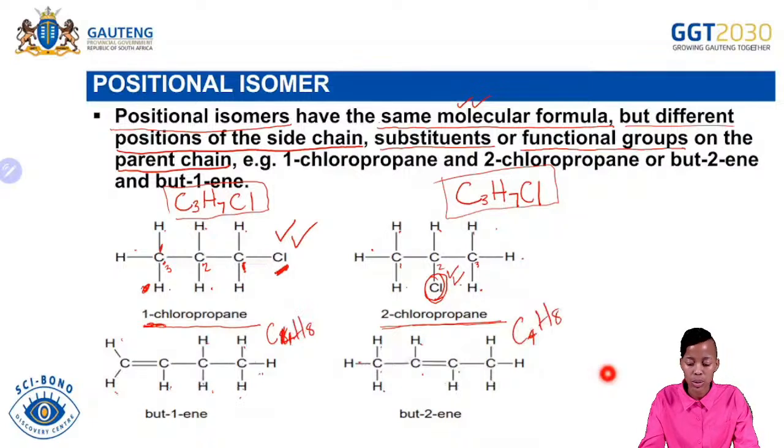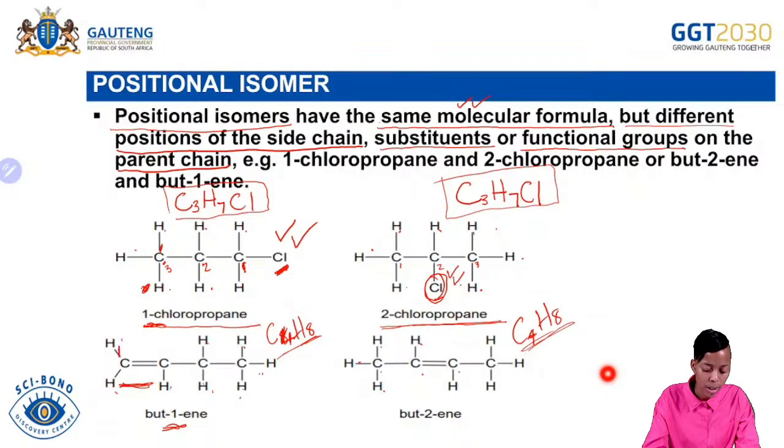8 hydrogens. So again, according to the definition, what do you have? You have the same molecular formula, but you have different positions. According to the name as well, the name for this one is but-1-ene, meaning that now you have moved the double bond from position number 1.